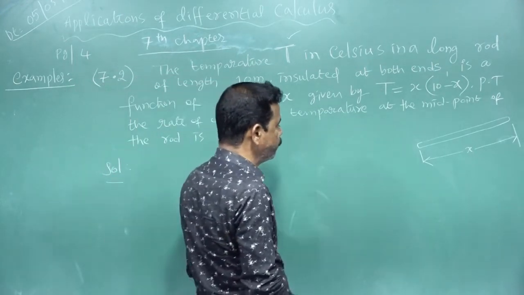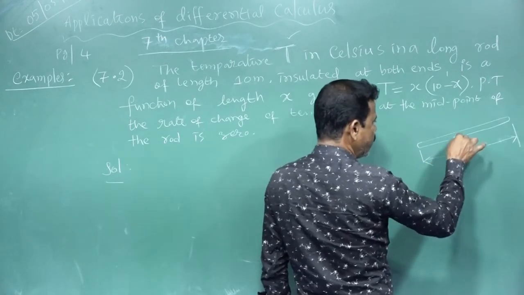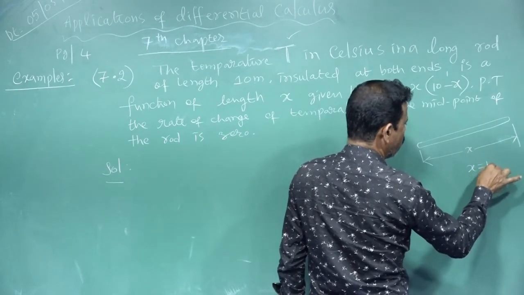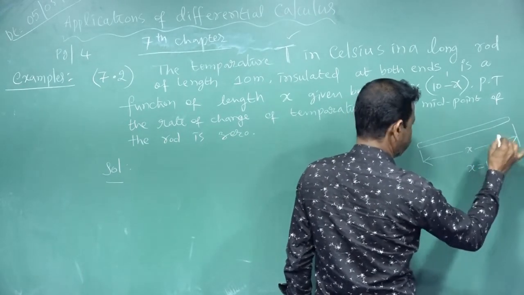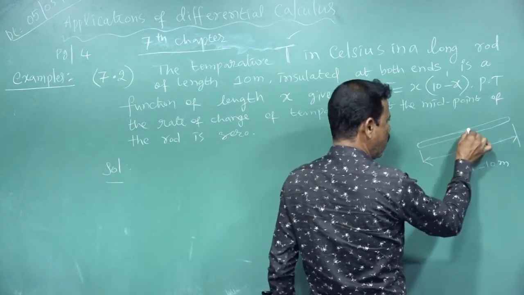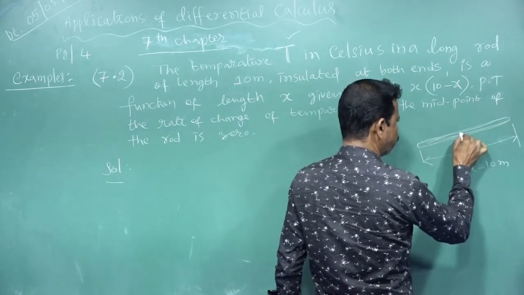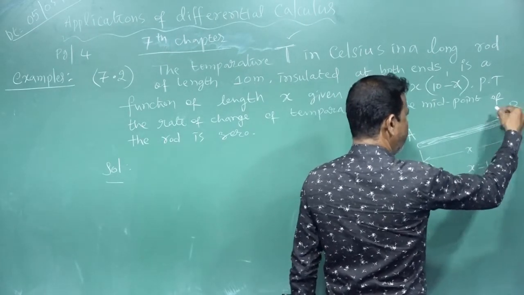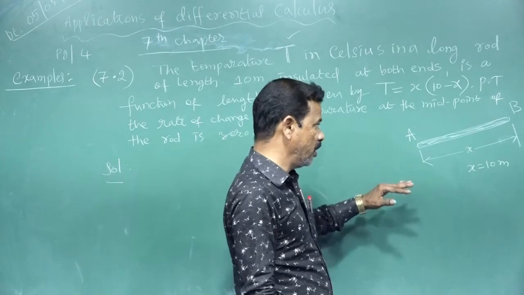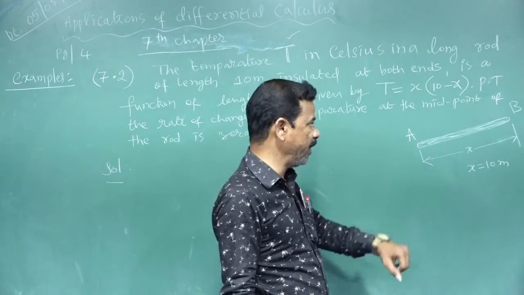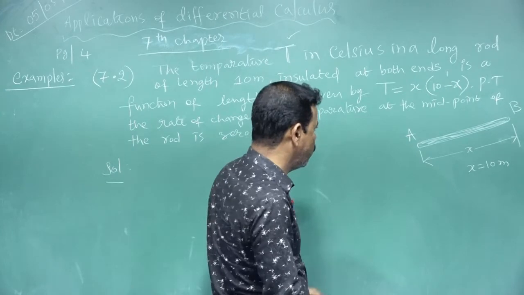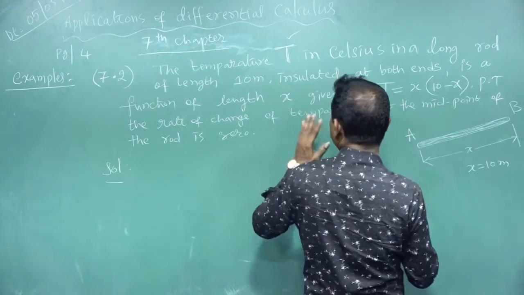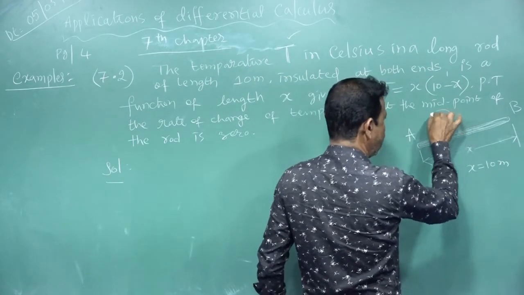He is asking about the temperature at the midpoint. The rod length is x = 10 meters, given; the total length of the rod. This is the rod. Suppose it is AB. A and B are the ends of the rod. That length AB, x, is equal to 10 meters, given. So this rod is at some temperature T.